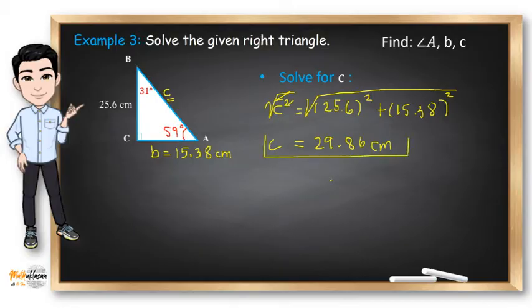You can also use the trigonometric functions to solve for C. So, for instance, if you're trying to use 31 degrees, you may use the adjacent side and the hypotenuse. So, adjacent hypotenuse is AH-CAH. So, you can use cosine 31 degrees equal to 25.6 divided by what? Okay, C. Now, kagaya ng ginawa natin kanina, i-solve nyo lang yung C dito.